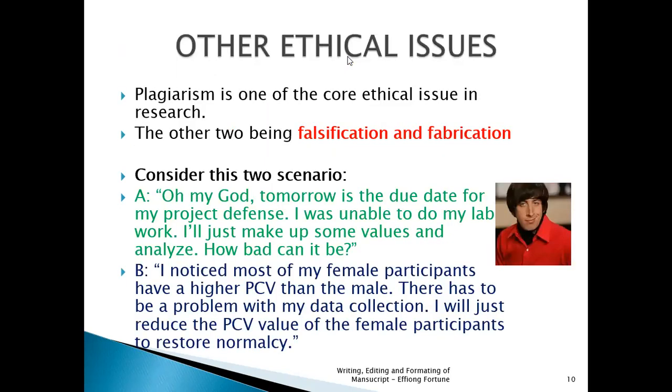Now, plagiarism is not the only ethical issue in research or in research writing. The others are falsification and fabrication. Let's consider these two scenarios. You're going to tell me which one is falsification and which one is fabrication. The first student said, "Oh my God, tomorrow is the deadline for my project defense. It's the due date for my project defense. I was unable to do my lab work. I will just make up some values and analyze. How bad can it be?"